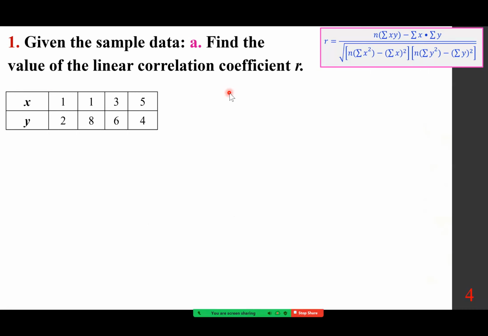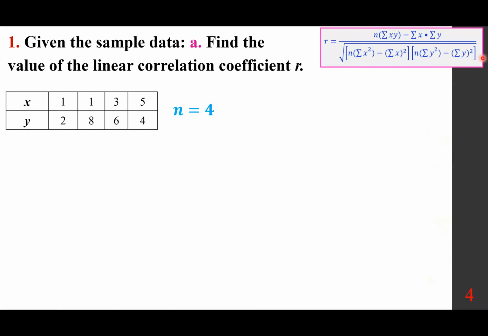First and foremost, nobody expects you to do this by hand. You can do it with technology. However, for this one, where n equals 4, it's small enough that I can show you how the calculation works. Okay, and I'm going to go over that.